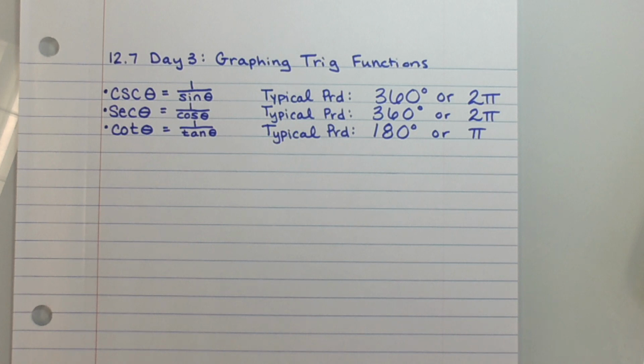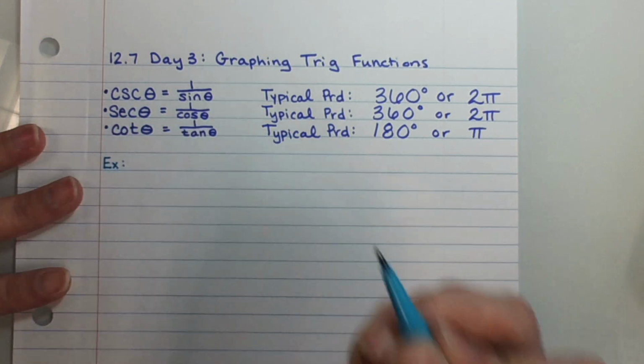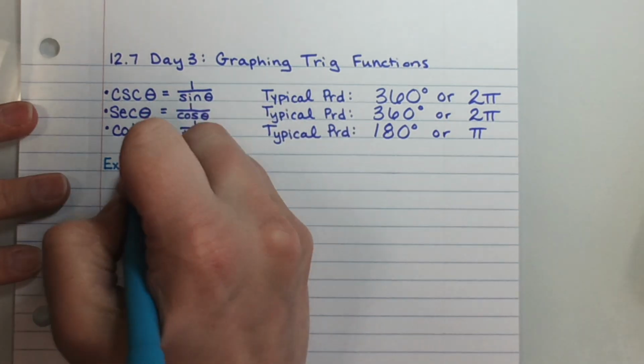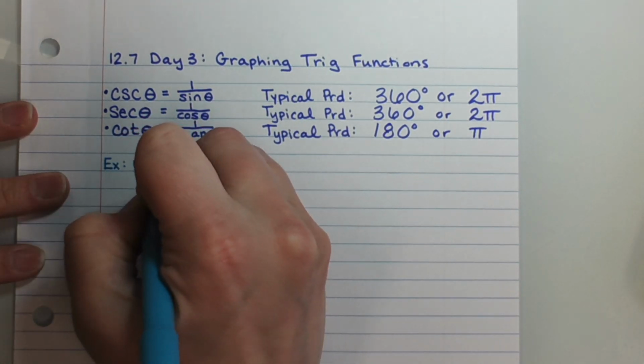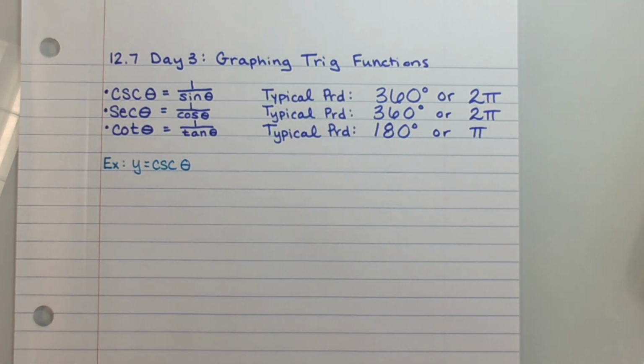The graphs look significantly different though. The actual graphs for cosecant and secant especially look significantly different than the others. Cotangent will look similar to tangent, but it has some key differences. So we're going to start with a basic cosecant function, y equals cosecant theta.